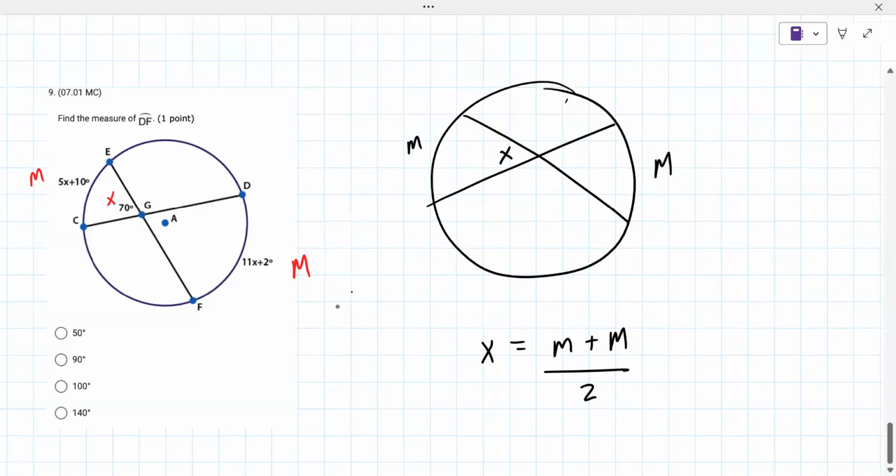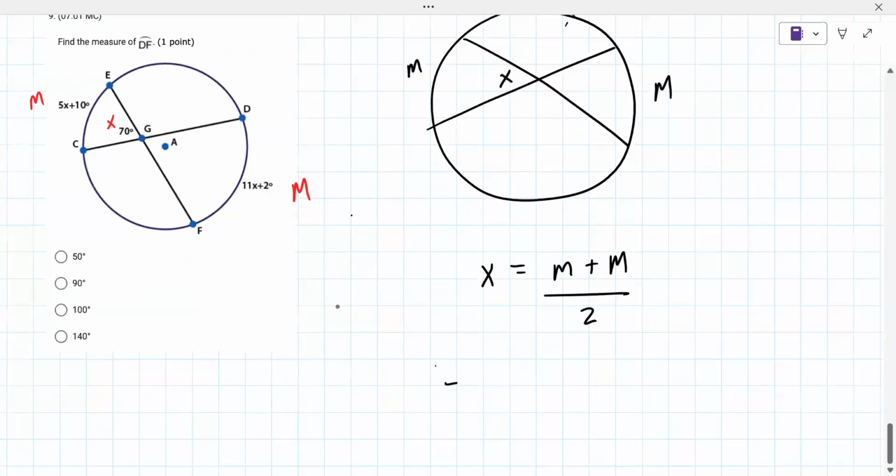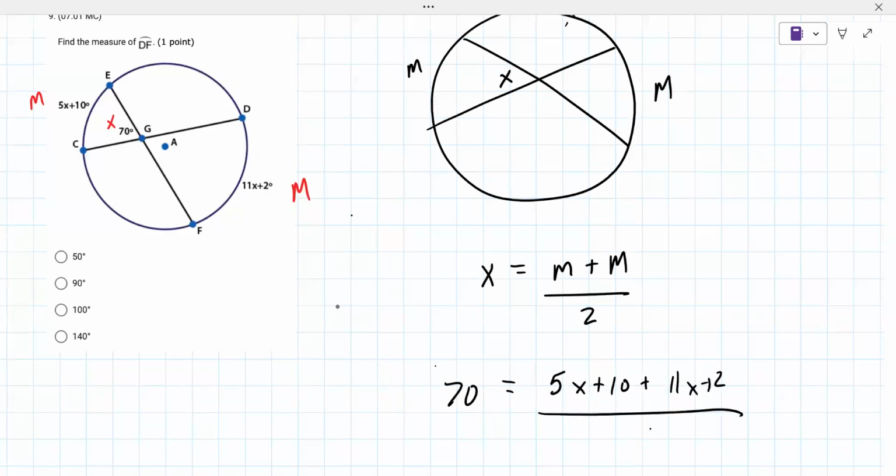So it's kind of like the previous problem, so it's going to be 5x plus 10, except plus instead of 11x minus, you're adding the two m's. Exactly. And you've got to remember the difference between them. Got it.